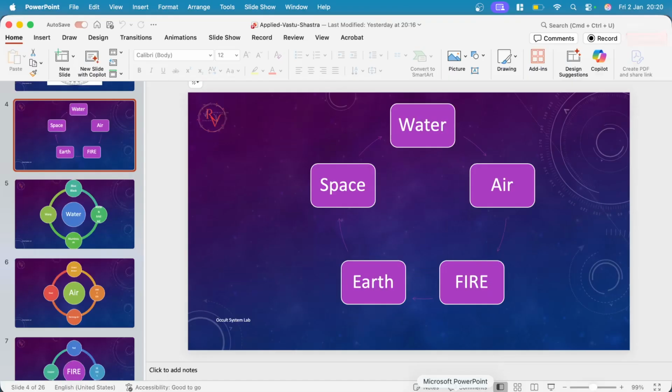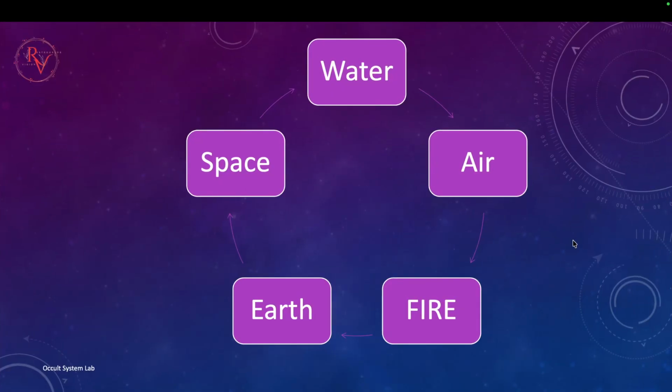So, in this series, we have already seen the 16 directions till now. Now, we'll discuss the anti elements. Okay, so let us see the anti elements now. So, these are the five elements, right? And you know the cycle of creation.